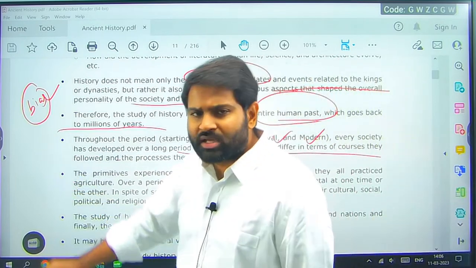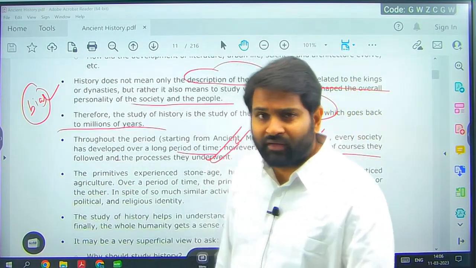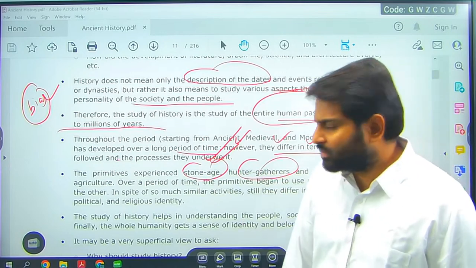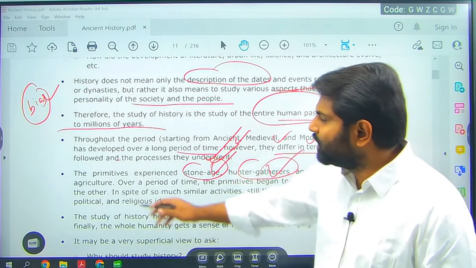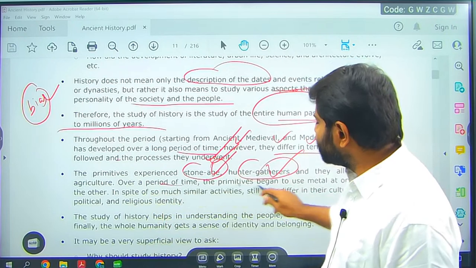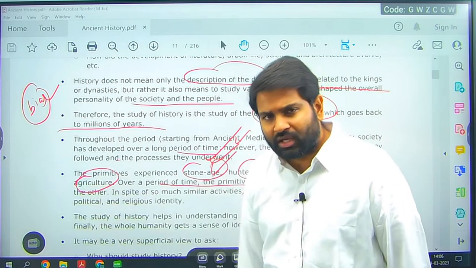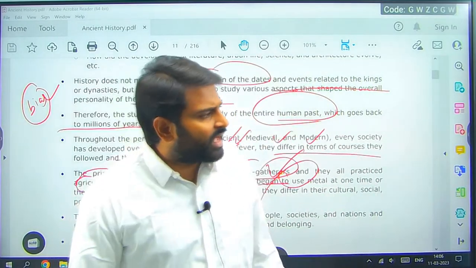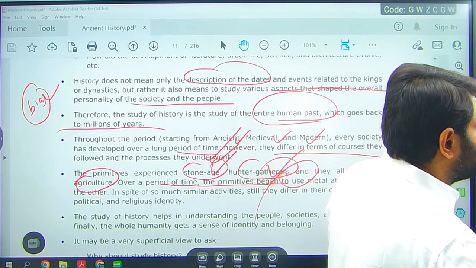So don't focus on the kings, not the life of the kings, not the luxury of the kings, but the people we need to focus on, because we are reading for civil services. The primitives experienced the stone age, hunter gatherers, and later practiced agriculture. First you saw stone age people, then hunters and gatherers, then people started agriculture. Over a period of time, primitives began to use metal, for example, to cultivate. What was the initial metal they used? Bronze, then iron. Likewise, the evolution. Even now, if we speak about ages, we are in the Iron Age. That evolution we will try to understand.